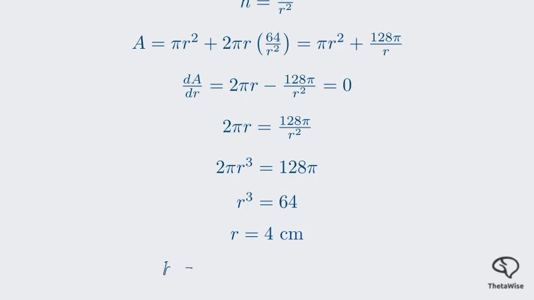The question also asks for the height, h. We use our expression for h, which is 64 over r squared. 64 divided by 4 squared is 64 over 16, which is also 4 centimeters. So the minimum surface area occurs when the radius and height are equal. Let's quickly look at part 2.